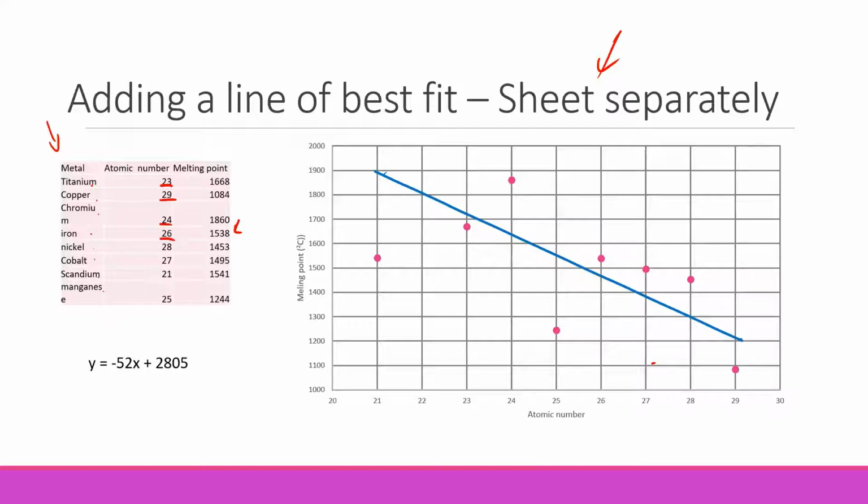So the next step is to figure out, if this is our line of best fit, what is the equation of this line? To do that, I would take two points where they cross the axes. This one here looks pretty good. And this one here looks pretty good. I use those two to figure out my rise and my run.